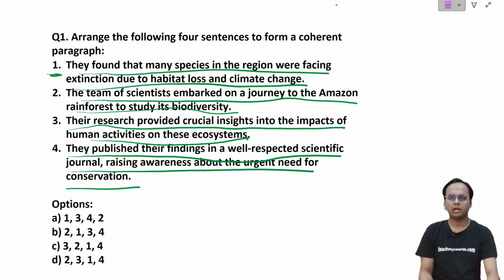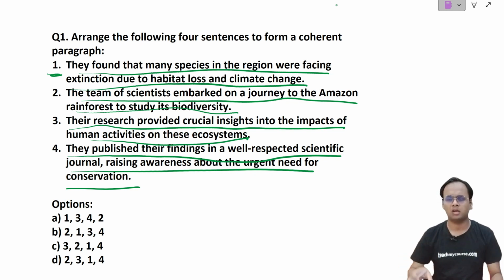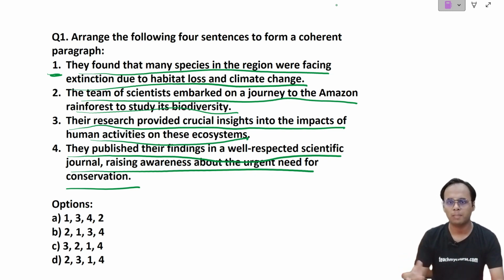Okay, so there are four options regarding how to arrange the sentences. Before you arrange the sentences, you should have a clear understanding about the coherency of these sentences. What is the author intending to convey? What is the basic idea of this paragraph? Because these four sentences actually form a paragraph, you should be able to decipher the actual meaning of this paragraph. Only then would you be able to arrange them in a meaningful manner. Okay, so let us see.